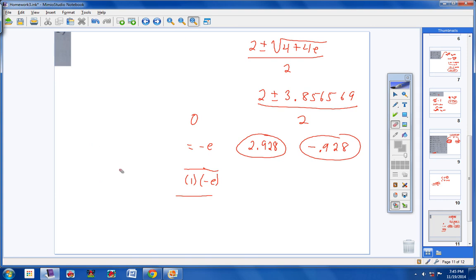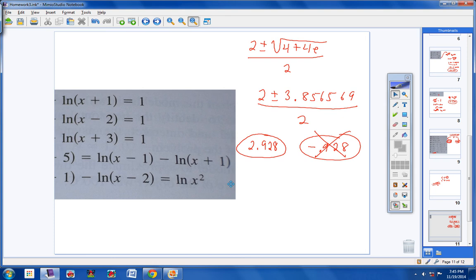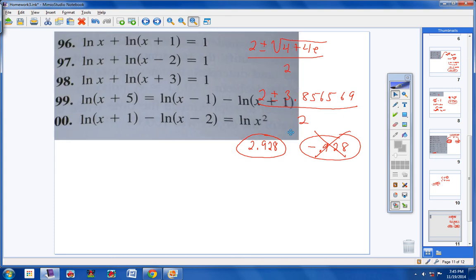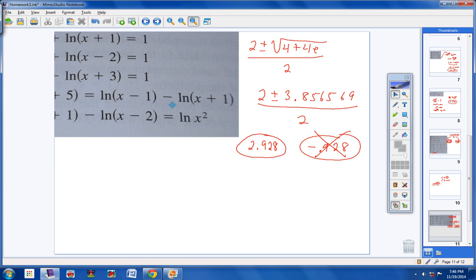Okay, now those are your two answers as long as they both work. And I can tell you now, this one here is not going to work, because this answer is going to make one of your arguments negative. Right here for this x, you put negative 0.928, which doesn't work. So the only answer is this answer here, okay?